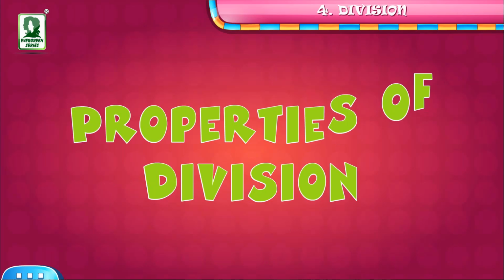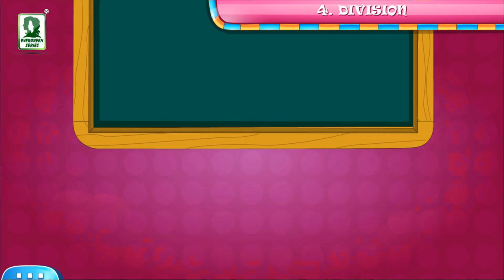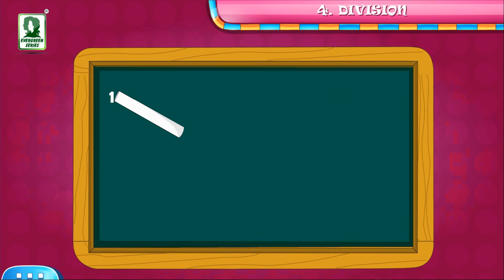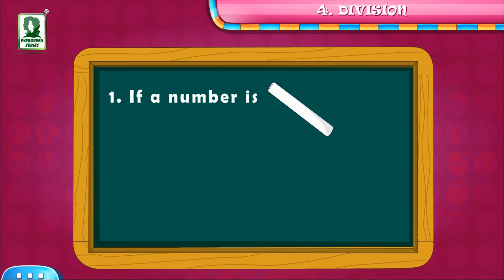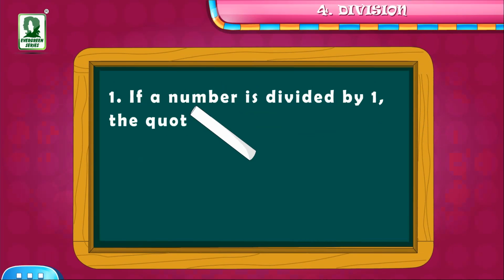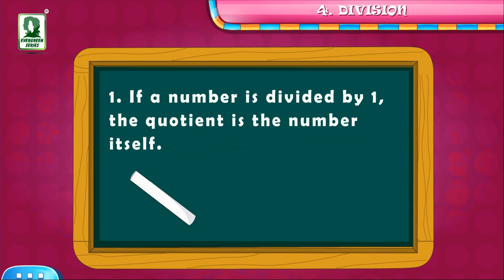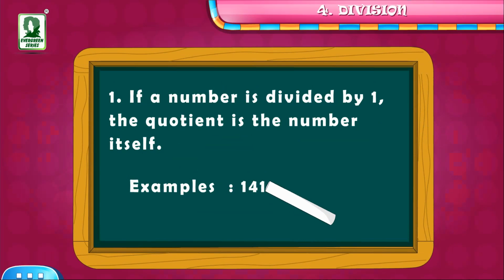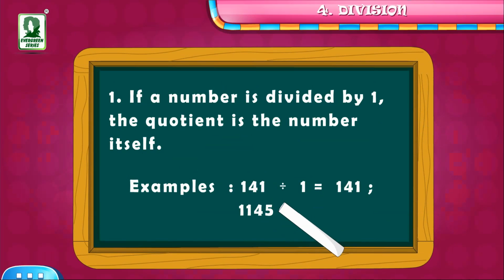Properties of division. Property number 1. If a number is divided by 1, the quotient is the number itself. For example, 141 divided by 1 is equal to 141. 1145 divided by 1 is equal to 1145.